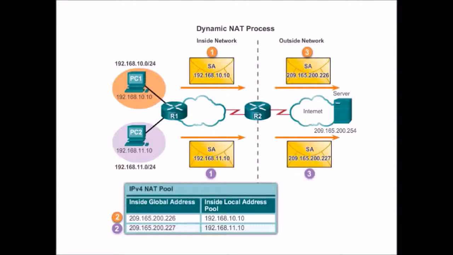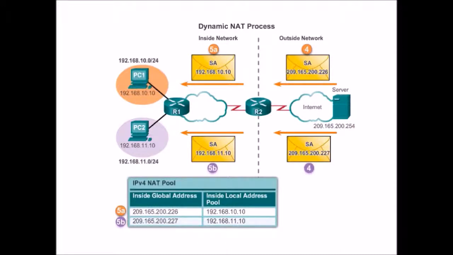The original source IPv4 address is the inside local address, and the translated address is the inside global address in the NAT table. For the second host, Router 2 repeats the procedure, selects the next available global address from the dynamic address pool, and creates a second translation entry. Router 2 replaces the inside local source address of PC1 with the translated inside global address and forwards the packet. The same process occurs for the packet from PC2, using the translated address for PC2.